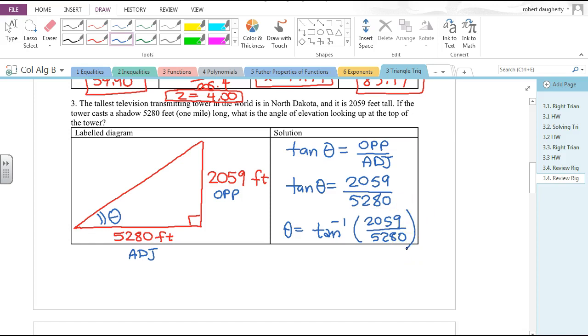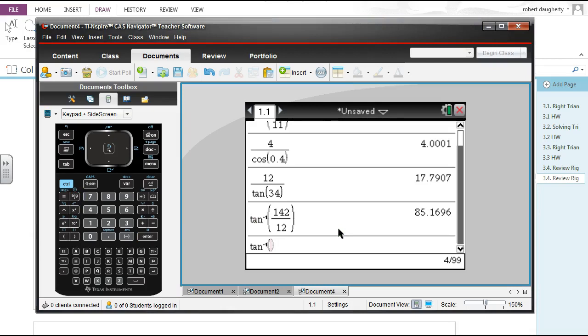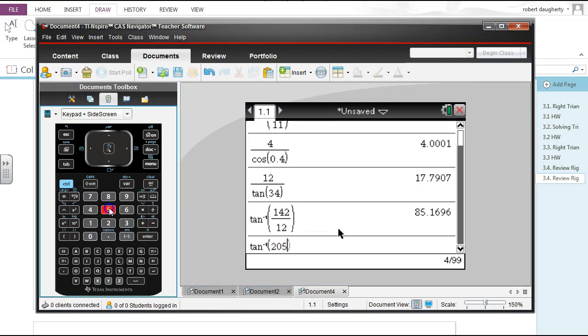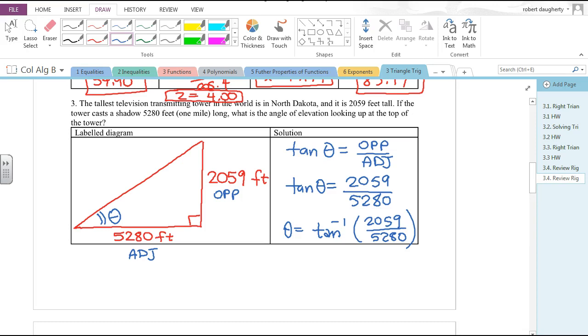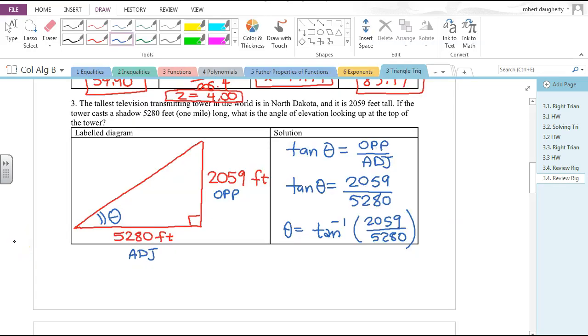So I go to my calculator. I need to find the inverse tangent of 2059 divided by 5280. Let me make sure that I did that correctly. 2059 over 5280, and I get 21.30. So 21.30, those are degrees. So 21.30 degrees.